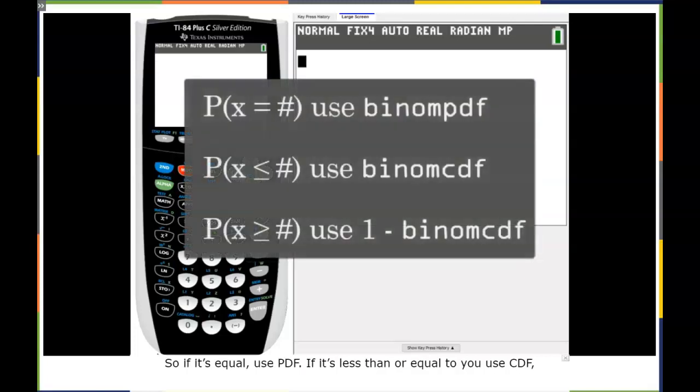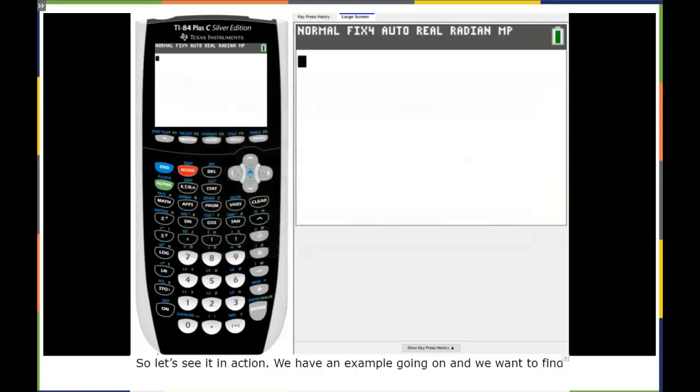So if it's equal, you use PDF. If it's less than or equal to, you use CDF. And if it's greater than or equal to, then you're going to use 1 minus the CDF. So let's see it in action.